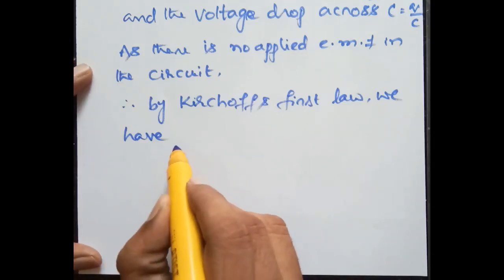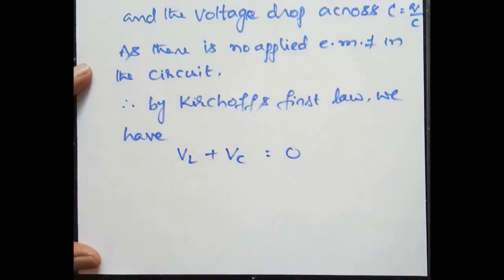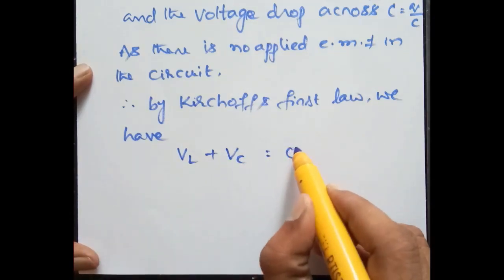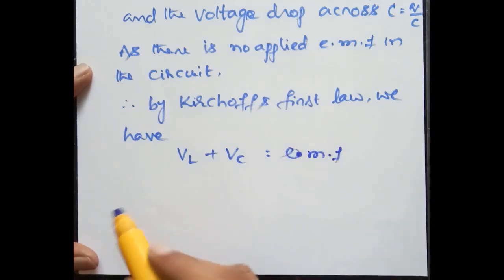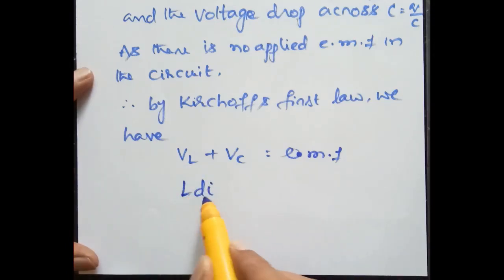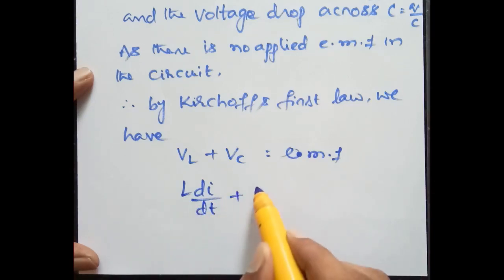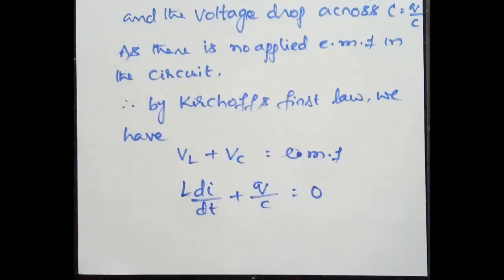That is V suffix L plus V suffix C equal to the applied electromotive force, and here there is no applied electromotive force. V suffix L is L into di by dt plus Q by C is equal to 0. So the resultant electromotive force is 0 here, as there is no applied electromotive force in the given circuit.